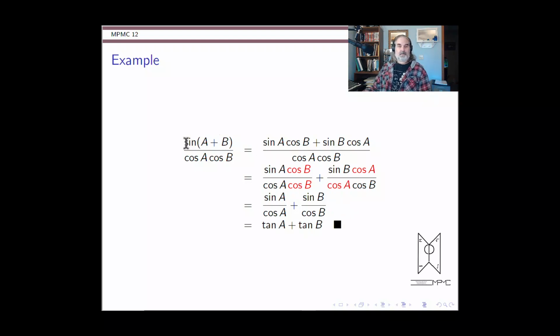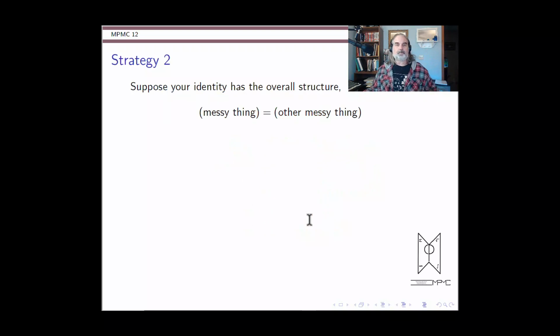And so now we've generated a string of equalities that started with sine of A plus B over cosine of A cosine B, which was equal to this mess, which was equal to this mess, which was equal to this mess, and finally is equal to tangent of A plus tangent of B. That's the transitive property of equality in big time action. All of these things are equal, and so certainly the first expression is equal to the last expression. So we started with the messy thing, revised it, revised it, revised it, boom, the simpler right-hand side thing popped out. We're done.